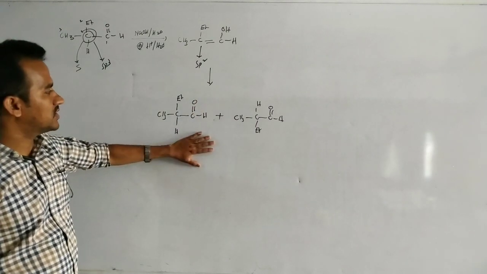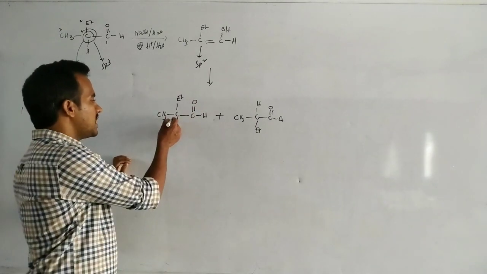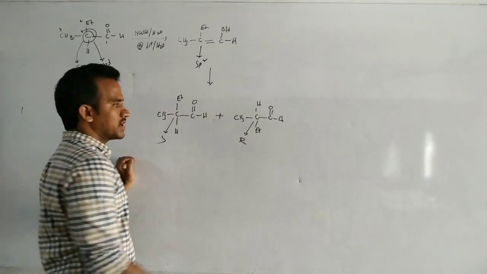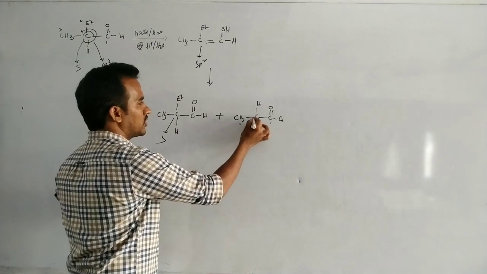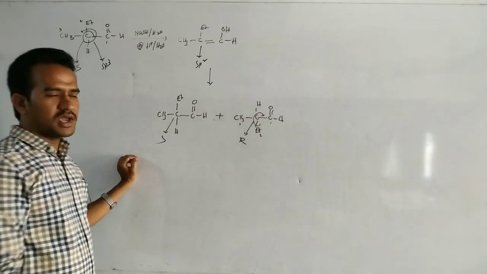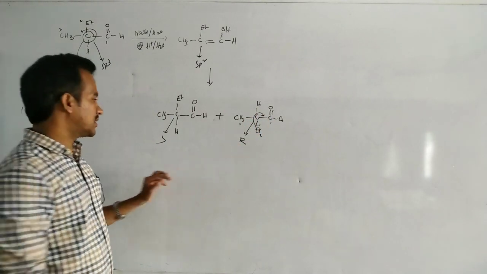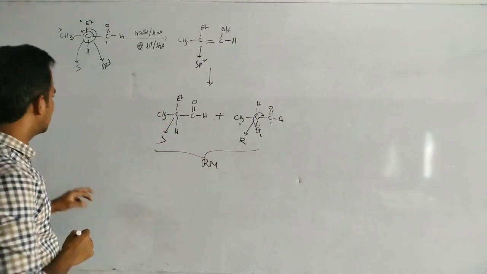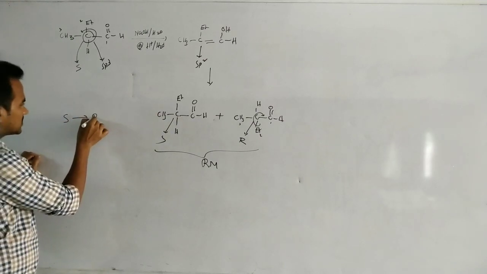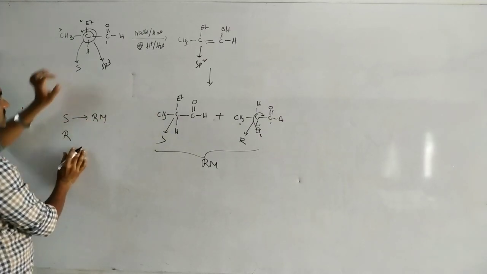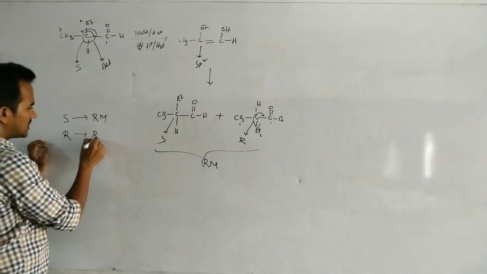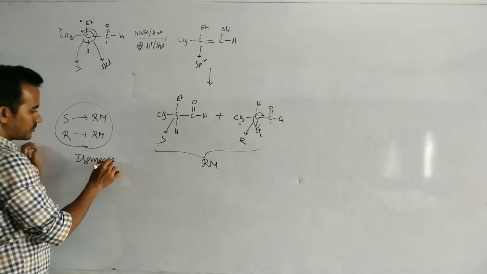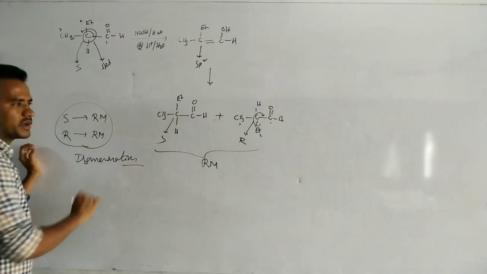In this conversion, the carbonyl compound may have S configuration or R configuration, because here first priority, second priority, third priority, 1, 2, 3, gives R configuration. Either S configuration or R configuration. That means here we will get the racemic mixture. That means the S compound is converted to racemic mixture, or if we take the R compound, that is also converted to racemic mixture. This is known as the isomerization.